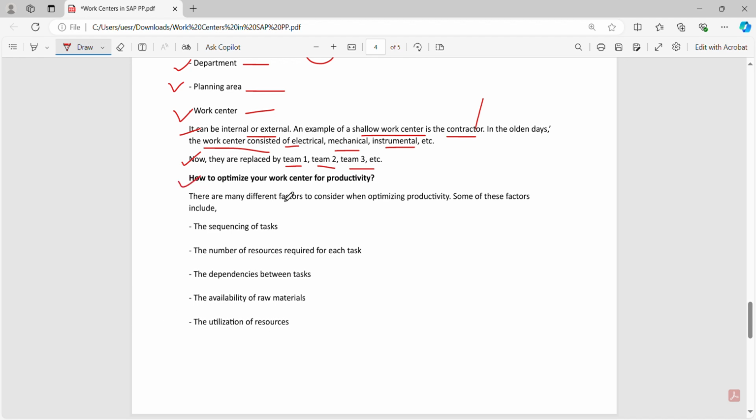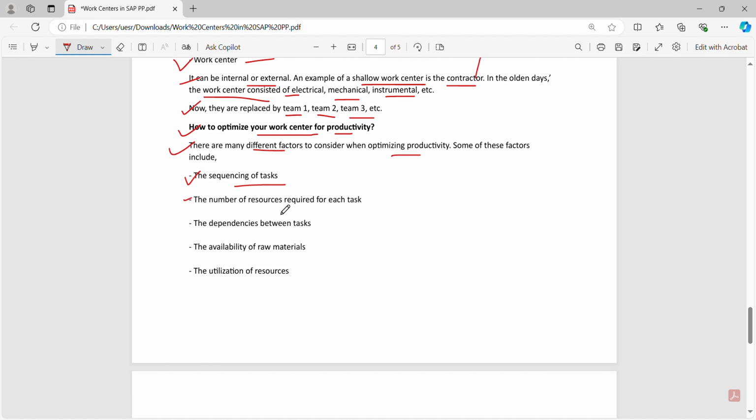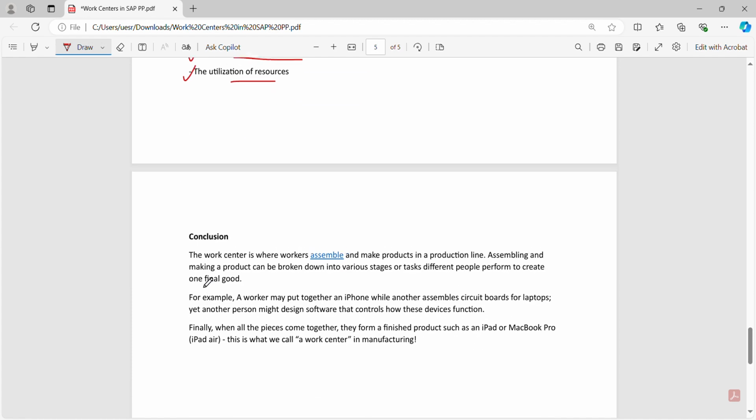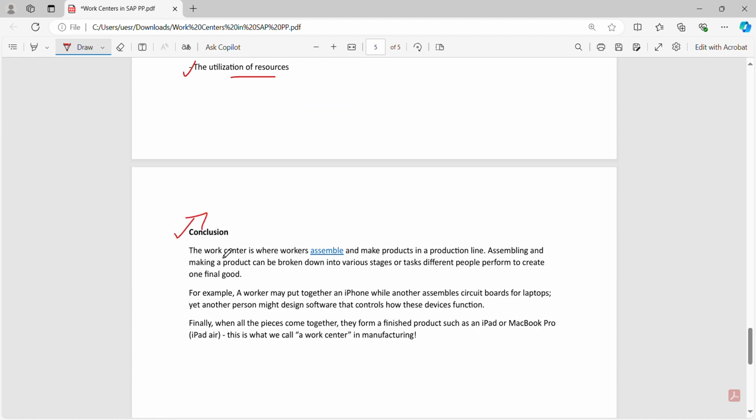How to optimize your work center for productivity? There are many different factors to consider when optimizing productivity. Some of these factors include, first, sequencing of tasks. Second, number of resources required for each task. Third, dependency between tasks. Fourth, availability of raw materials. Fifth, utilization of resources. So now we will jump to the conclusion at the last.